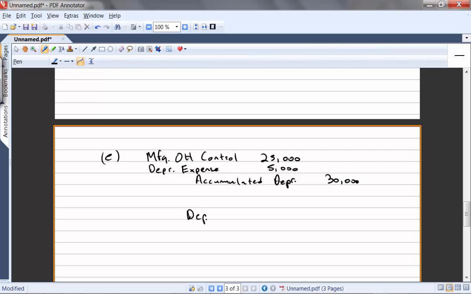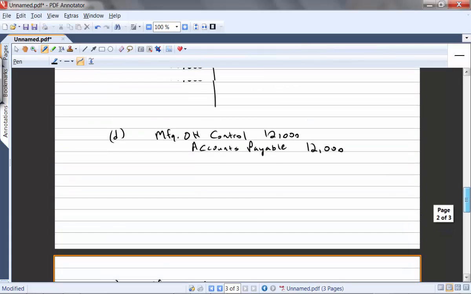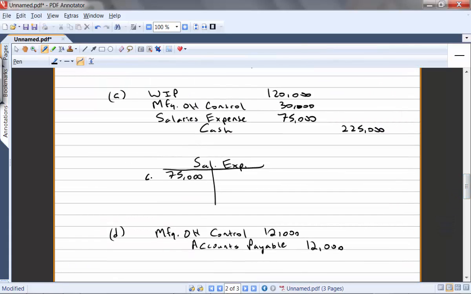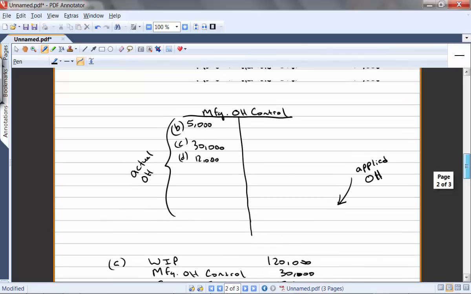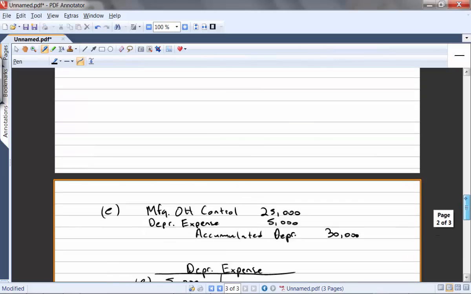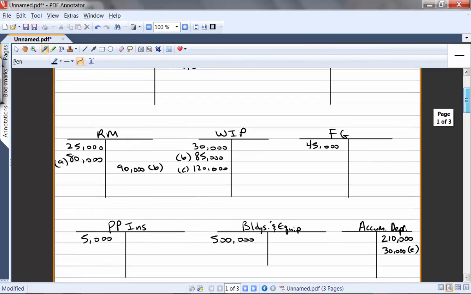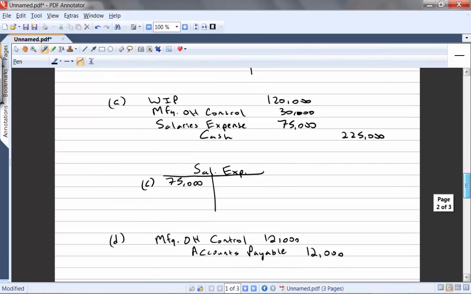So we have a new account that we don't have a T account for, so we're just going to go ahead and make that here. We're going to put 5,000 in it. And this is for part E. Remember, I messed that one up right there. Or I forgot that. All right, and then manufacturing overhead control, and then accumulated depreciation expense. And then where is manufacturing? Here it is.